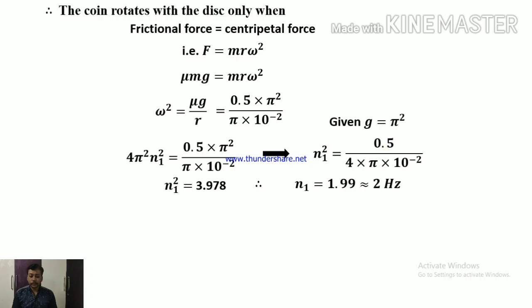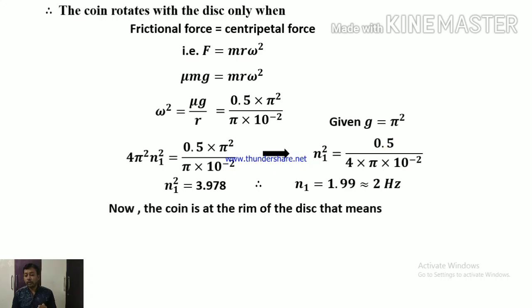Now next, the coin is at the rim of the disc. Now shift the coin from pi centimeter to the rim or edge of the disc. Means small r becomes capital R here. That is small r is equal to capital R, and that is equal to 8 into 10 raised to minus 2 meter. Now frictional force is equal to centripetal force.